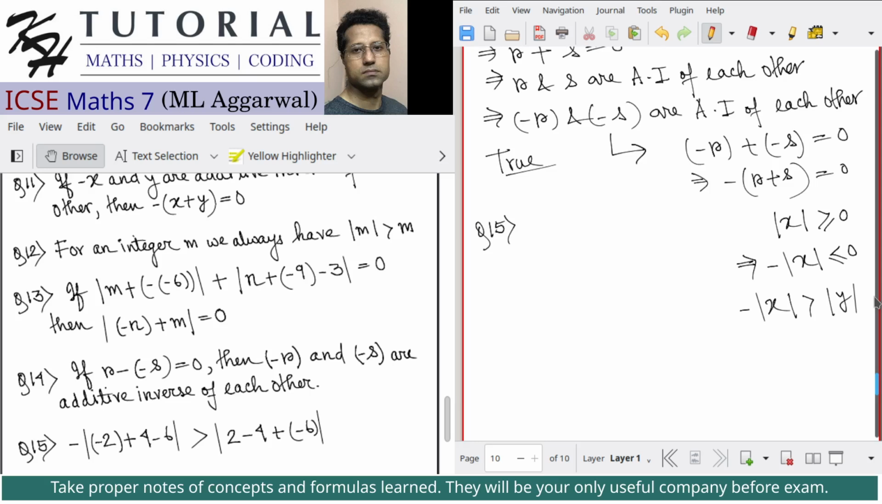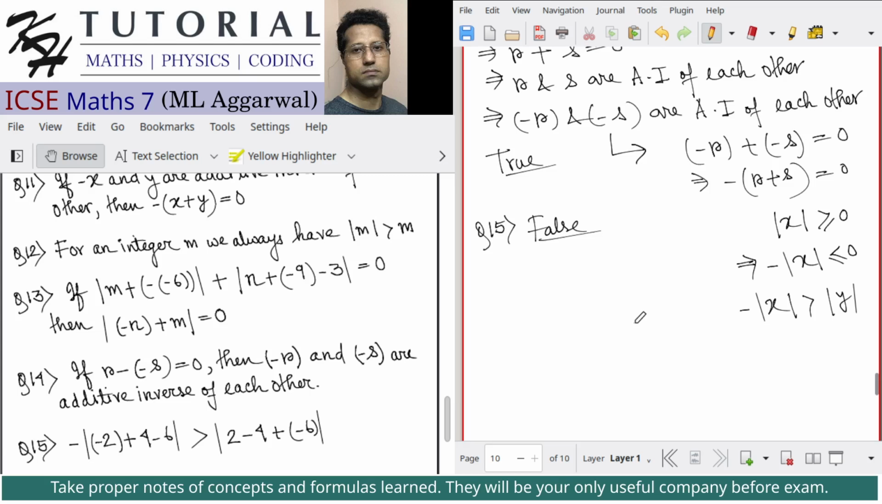So negative of absolute value of x can never be greater than absolute value of y. You will not find any value of x and y such that negative of absolute value of x will be greater than absolute value of y. So we can directly say that this will always be a false statement.